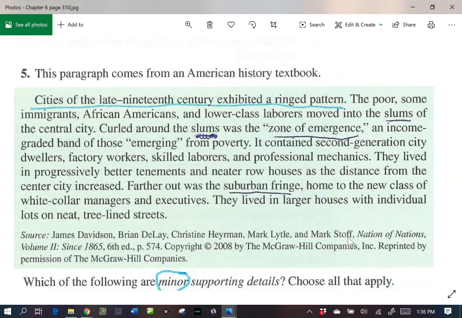Further out was the suburban fringe, home to the new class of white collar managers and executives. They lived in larger houses with individual lots on neat tree lined streets.